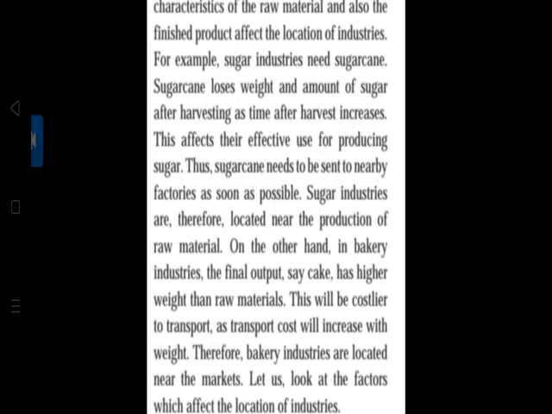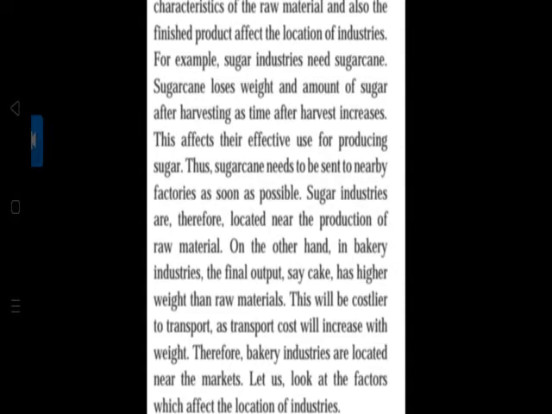On the other hand, in bakery industries, the final output, say cake, has higher weight than raw material. Baking has become much bigger than what it was before. Many people have become home bakers. But when there is an order or a delivery, the cake has to be delivered in a certain period of time because it gets spoiled very fast. So in the bakery industry, the final product is of more weightage than the raw material. This will be costlier to transport, as transport costs increase with weight. Therefore, bakery industries are located near the market.